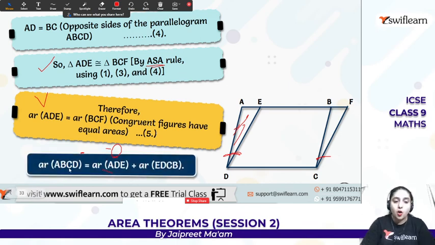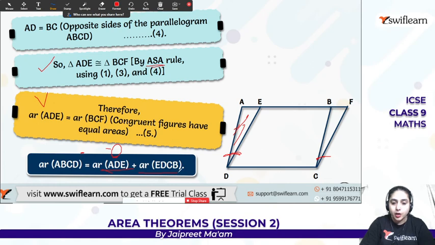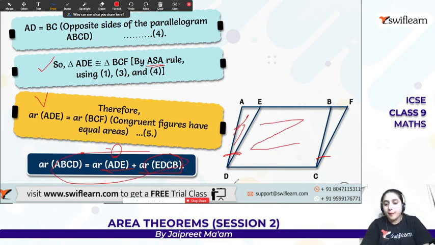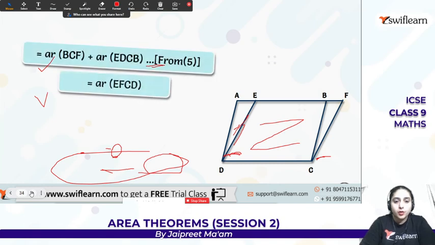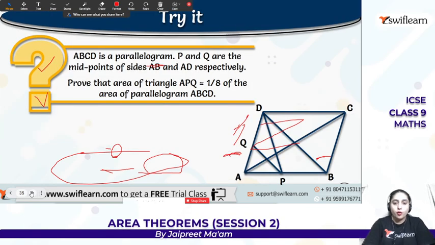So area of parallelogram ABCD is equal to the area of triangle ADE plus the area of quadrilateral EDCB. If we add these two, it will make the parallelogram EFCD, or we can write it EDCF. So hence we have proved it by using the rule of congruency.